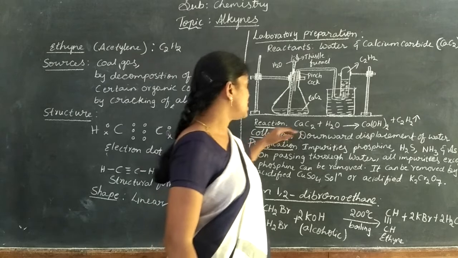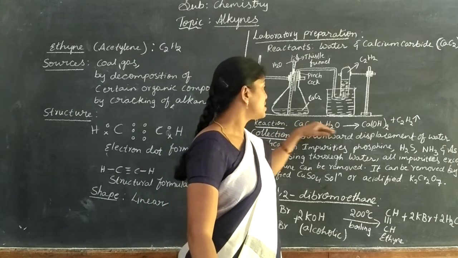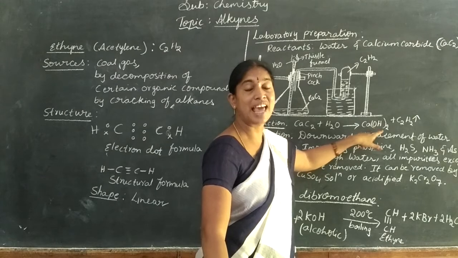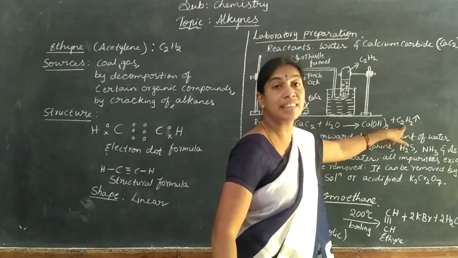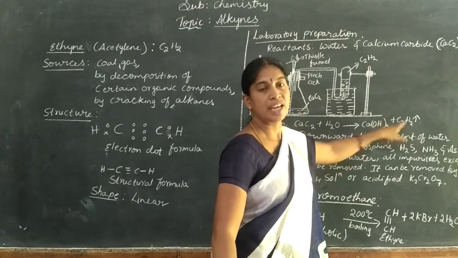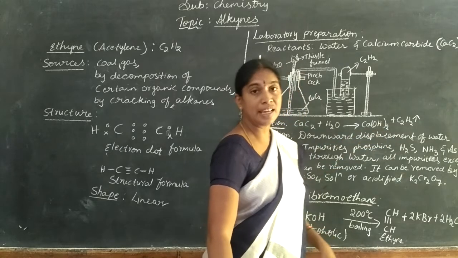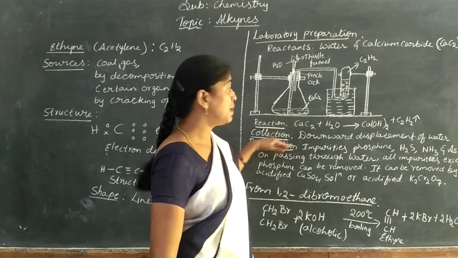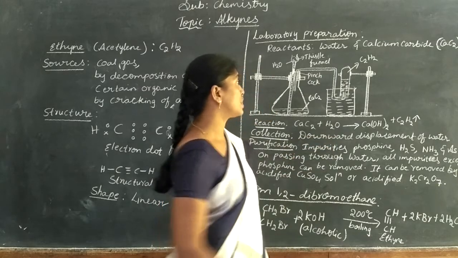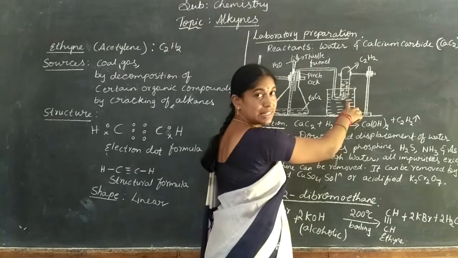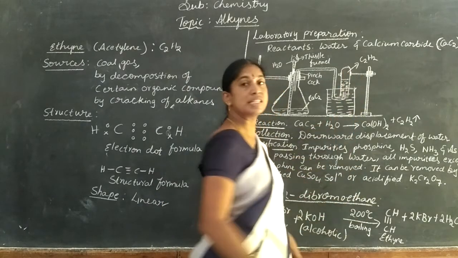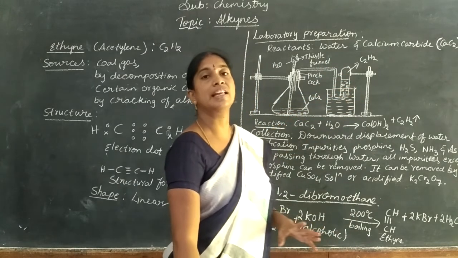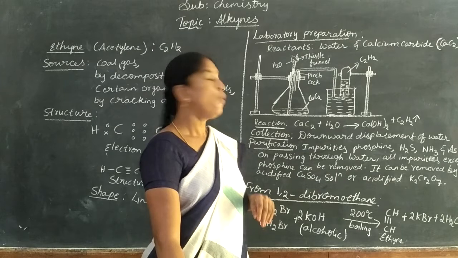The reaction is: calcium carbide reacts with water and forms Ca(OH)2, that is calcium hydroxide, and ethyne gas. Calcium hydroxide and ethyne gas. The collection of gas is done by the downward displacement of water. Here the water is displaced down and the gas enters the empty space. That's why it is pushing down the water, and that's why we call it downward displacement of water.